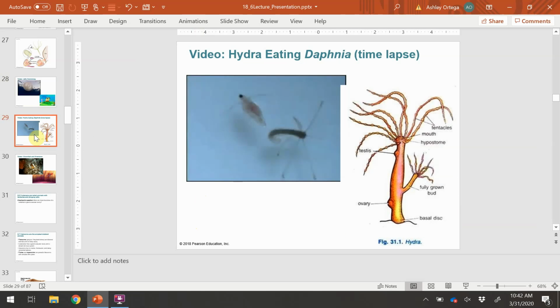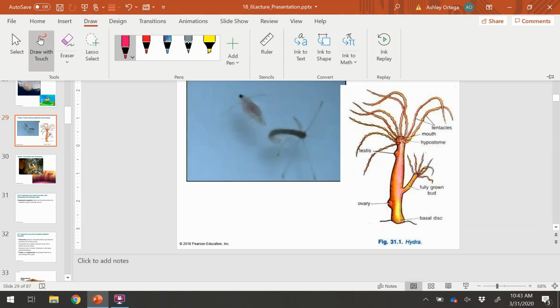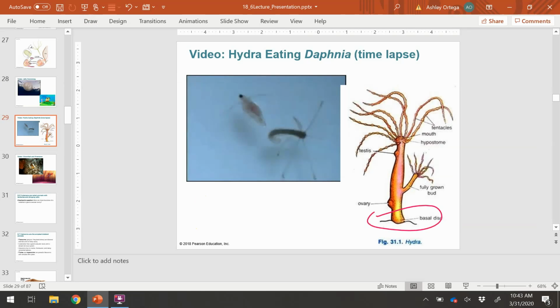And then for hydras, hydras are an organism we'll see in lab, so I like to kind of preface it now, that it has a unique body region called the basal disc that will attach to a substrate when needed.